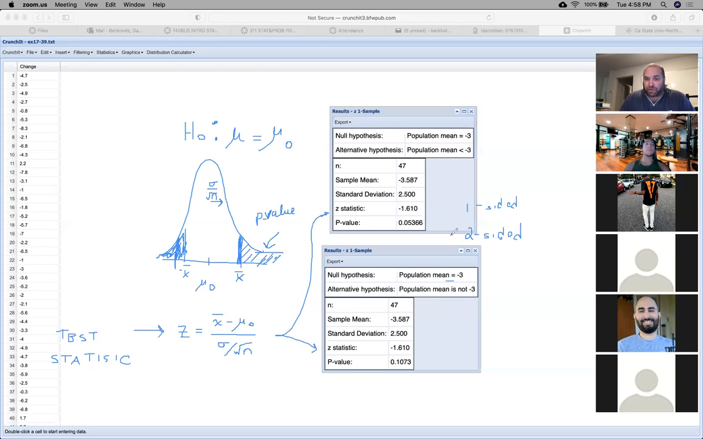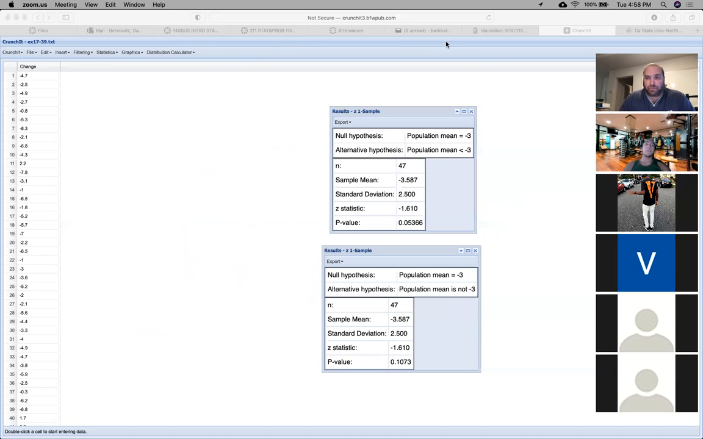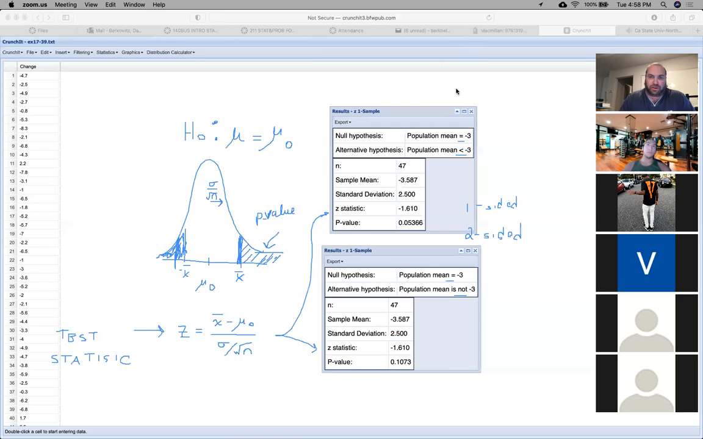Notice here, population mean equals negative 3. This is one-sided, and this is two-sided. Does that make sense so far? I hope so. We will do plenty of problems. Did you erase it? Oh, it's there. Okay. Can you repeat the one-sided and two-sided part?